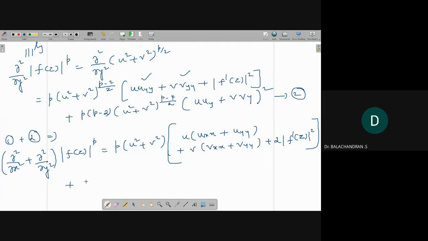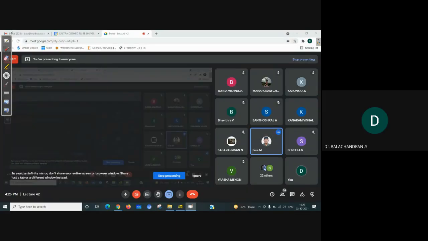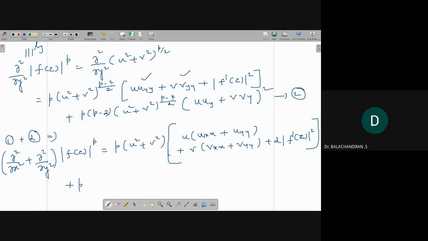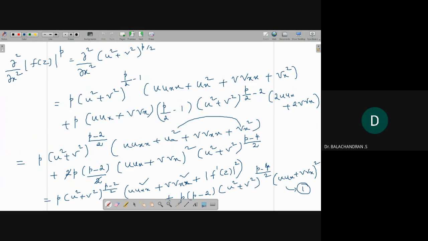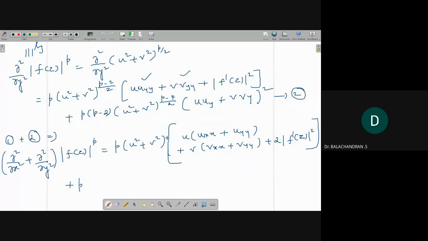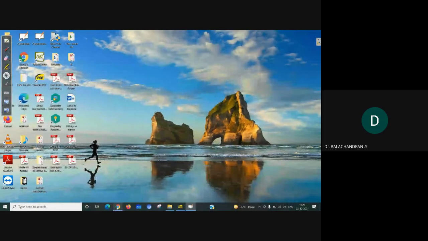plus p into, Sir, please do. Sir, u square plus v square whole power p minus 2 will come up. Sir. Sorry. Sir, first starting p into u square plus v square whole power p minus 2 by 2 will come on. Oh, okay. I missed the whole power p minus 2 by 2. Yes, sir. Okay, thank you, Shiva. Whole power p minus 2 divided by 2. So close the, I think now it is correct. Yes, sir. Okay.